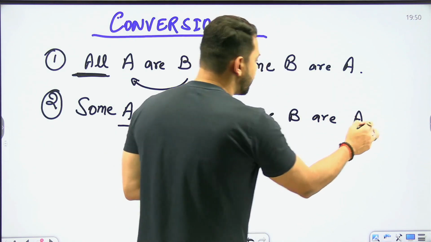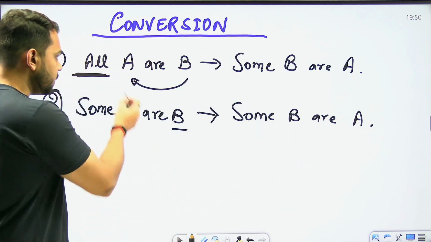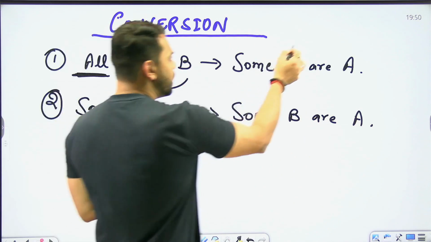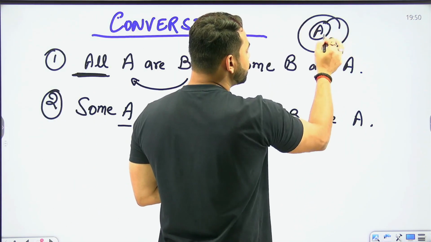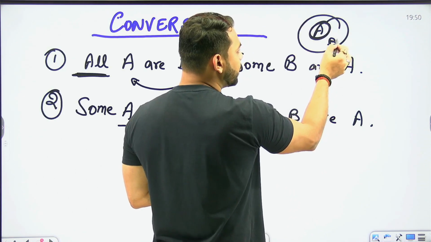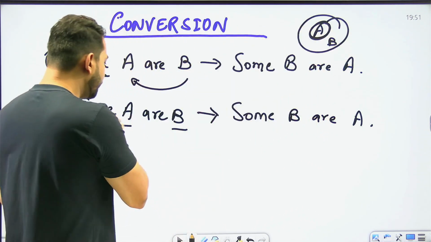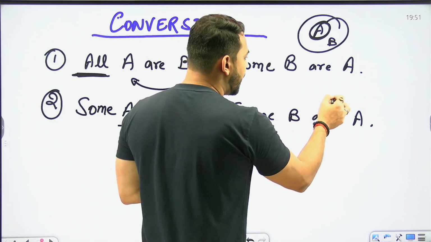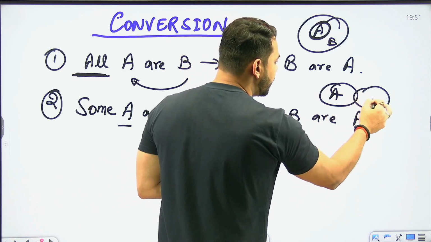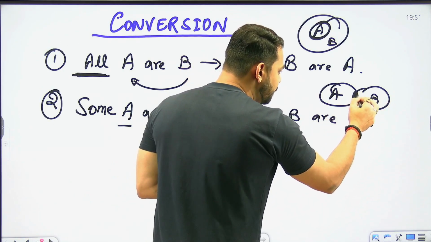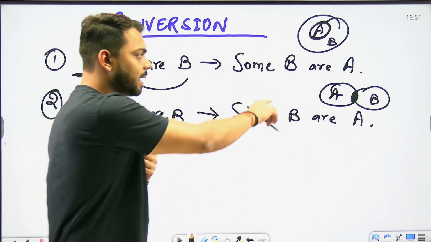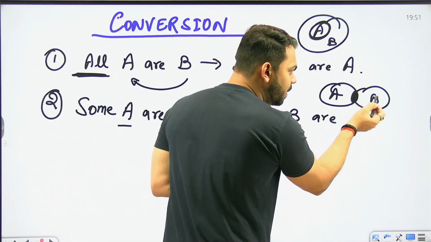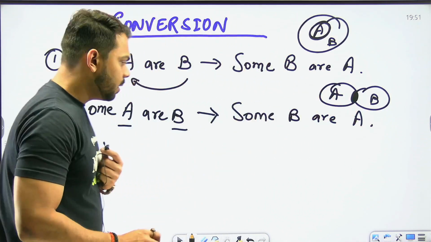Some B are A, right? If it is given that all A are B, we can draw this Venn diagram. All A are B. That means some part of B will be A. If some A are B, then some part of A is there in B, so some part of B will also be there in A.